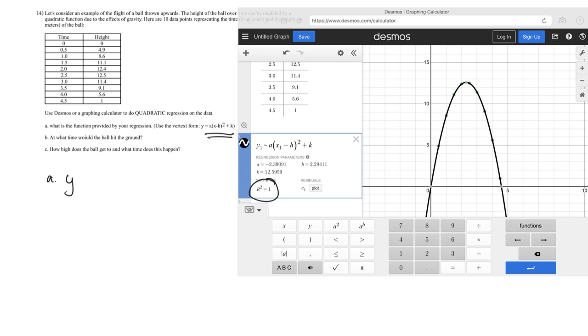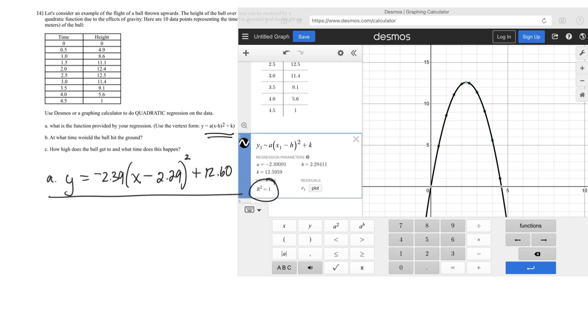So A would be y is equal to, A value there's negative 2.39, and then bracket x minus h, h is 2.29, we'll call it, squared, plus k is 12.60, call it 12.60. So that is the function that describes that pattern.